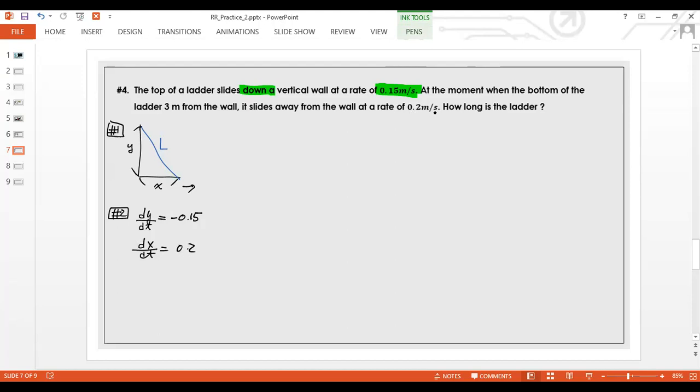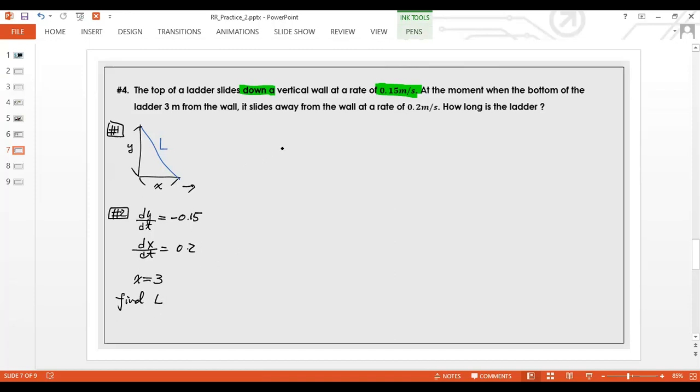And so we use this information. The bottom of the ladder is 3 meters from the wall, so x is equal to 3 here. Okay. And what do we want to find? We want to find the length of the ladder here.